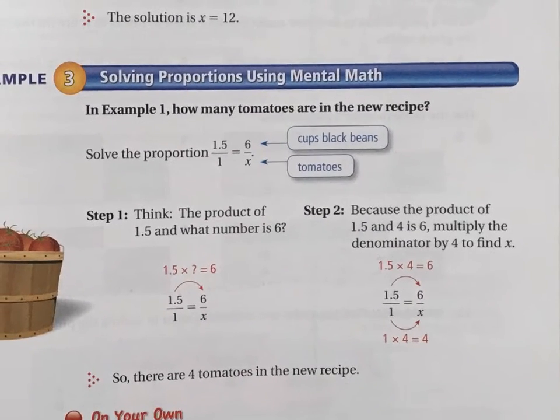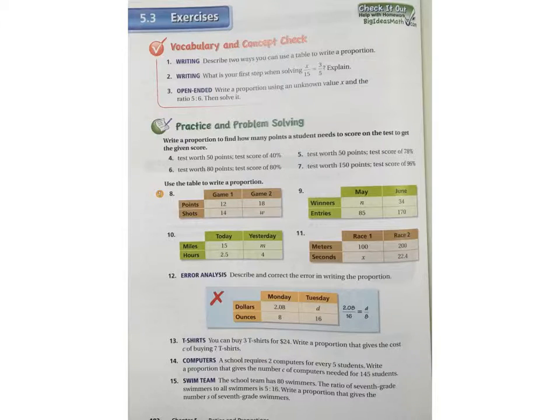That makes it easy. And then on this one, we've got solving proportions using mental math again. So they're looking at this: 1.5 times what equals 6? Again, they came up with 4. So 1 times 4 should equal 4 on the bottom for your solution there. So looks like we're going to have to use some mental math to make this work for us today.